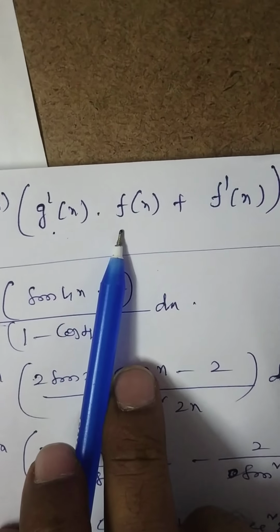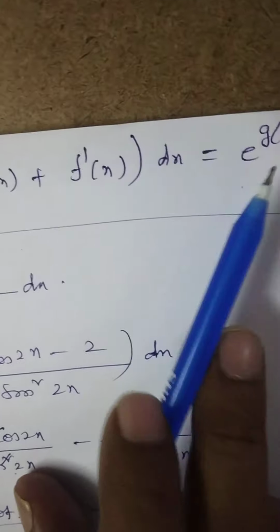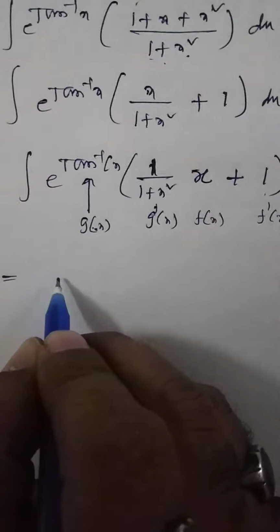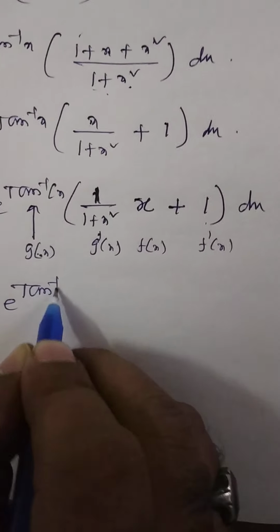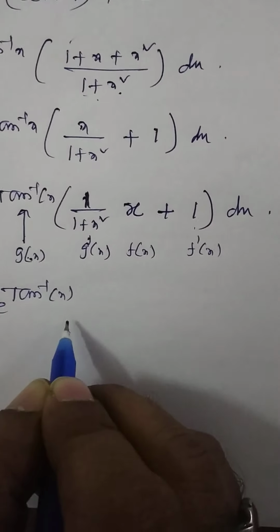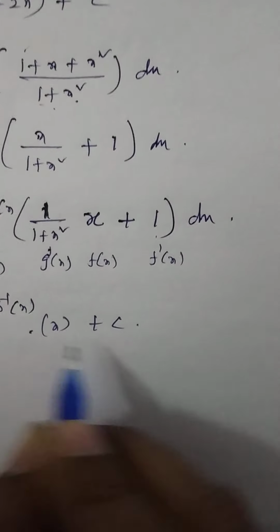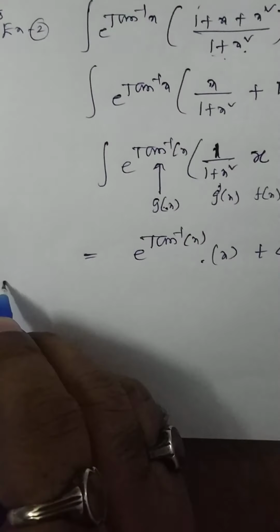So according to the previous formula, integration of e power g of x into g dash of x into f of x plus f dash of x dx is equal to e power g of x into f of x plus c. So this is equal to e power tan inverse of x into f of x, that is x, plus c. Okay. So one more example we'll see.